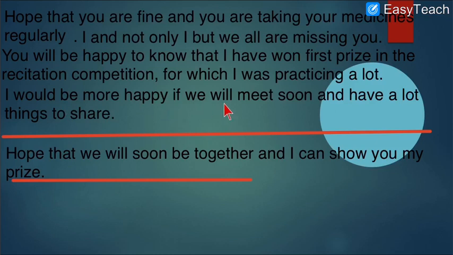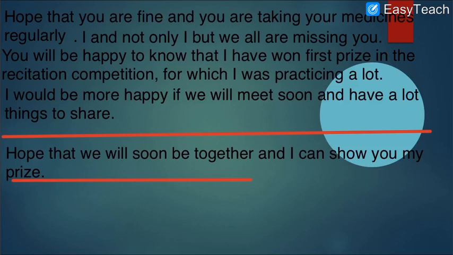I would be more happy if we will meet soon and have a lot of things to share. So, always you have a lot of things to share with your grandma and grandpa. That is why I have included this line. And at the end I have written that hope we will soon be together and I can show you my prize. That means, again coming back to the topic, that you are very happy for the prize you got. You want to show that to your grandma, and that is why you have written this line.